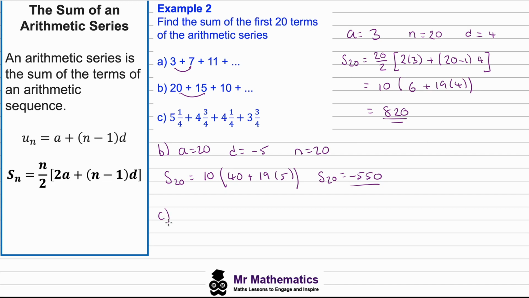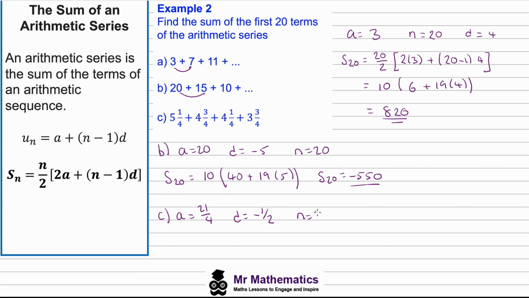Okay, so for question C, we know A is 5 1/4. I'm going to write that as 21 over 4. We know D is the difference between 5 1/4 and 4 3/4. This will be negative 1/2.